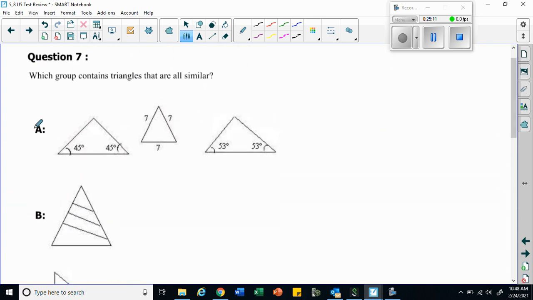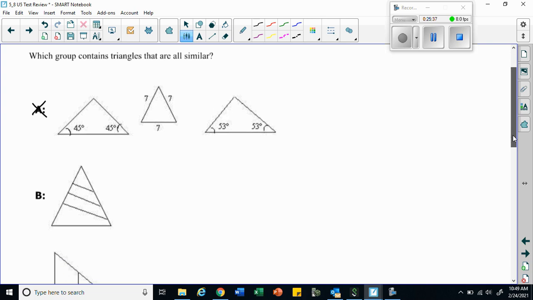So let's start with A. If we look at A, they want to know if any of these triangles are similar, and there's no way that these triangles can be similar. These triangles have angles, but these angles aren't even the same, so none of these triangles in this group are similar. There's nothing in common between any of these. They don't share sides, they don't share angles, nothing.